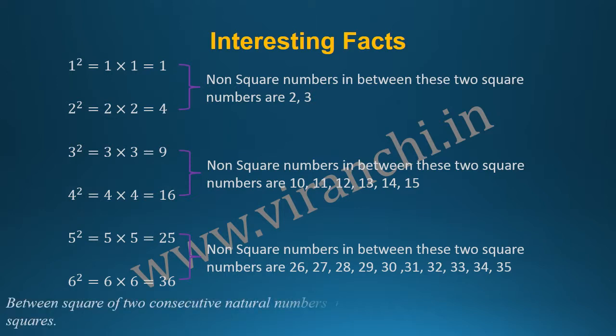Based on this observation, I can conclude that in between squares of any two consecutive natural numbers n and n plus 1, there exist 2n non-perfect squares. We shall use this conclusion in solving problems.